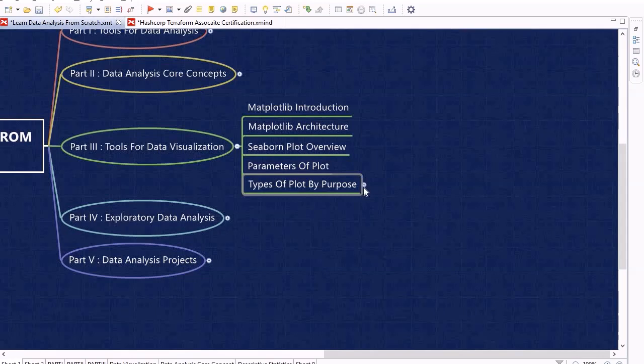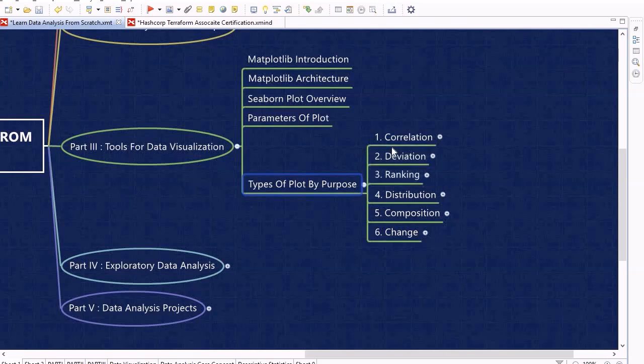Majorly we have 6 types of purpose for which we use different kinds of plots. The first thing is we want to identify the relationship between two variables, and the plots under correlation are used to visualize the relationship between two or more variables. Correlation plots give us information like how one variable changes with respect to another variable.